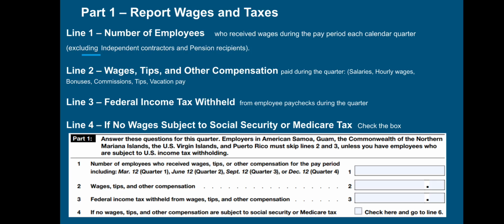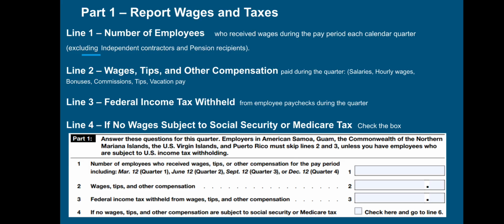So on line 1 or box 1, you have to input the number of employees who received wages during the pay period each calendar quarter, excluding independent contractors and pension recipients. On line 2, wages, tips and other compensation paid during the quarter, which includes salaries, hourly wages, bonuses, commission, tips, vacation pay.